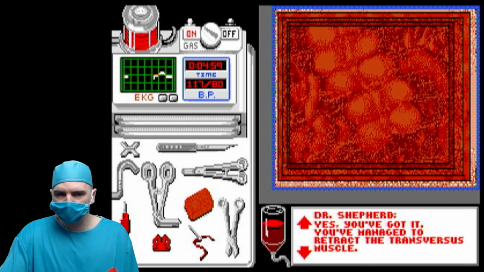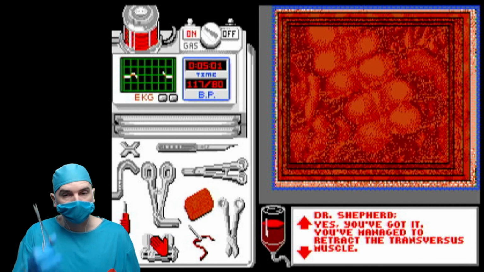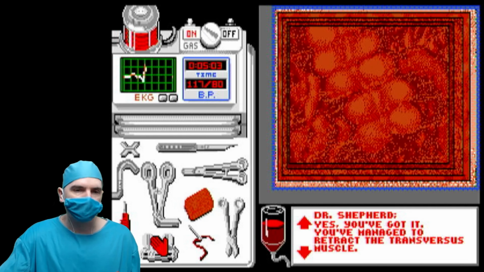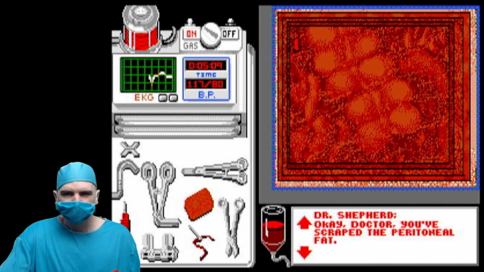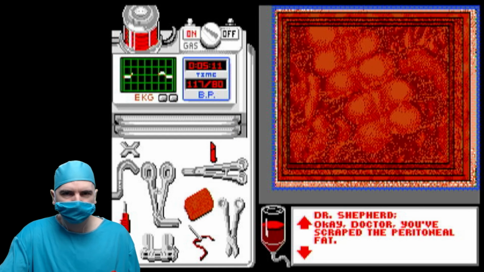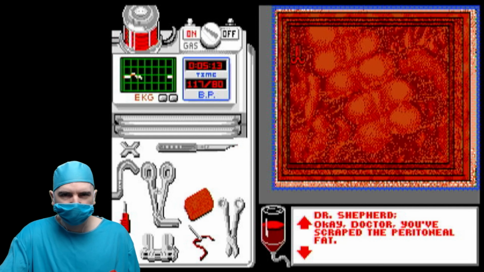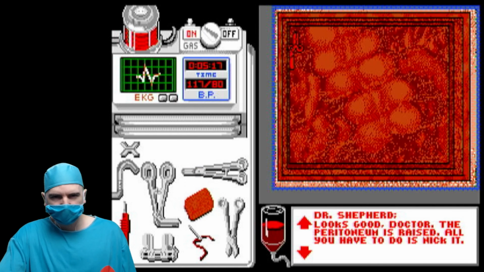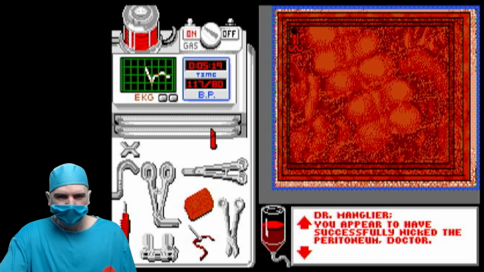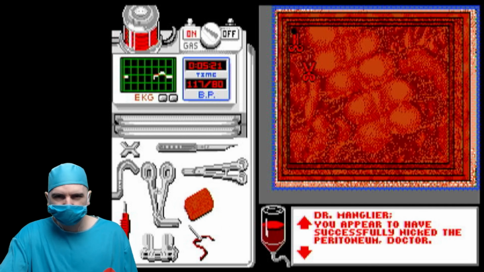Right, now we're getting somewhere. So for this one, we need a forceps. We need to do a small cut with the scalpel. Okay, doctor. You've scraped the peritoneal fat. Small one, doesn't need much. And we apply the forceps to that area, because basically we need to raise it. Looks good, doctor. The peritoneum is raised. Cut it again. All you have to do is nick it. You appear to have successfully nicked the peritoneum, doctor. And now we use scissors to the bottom.